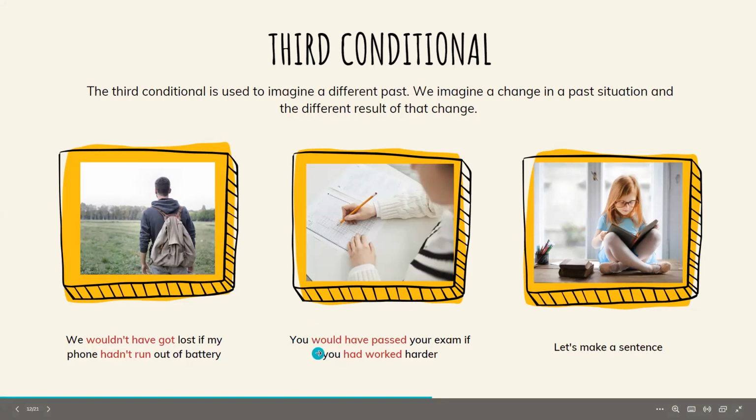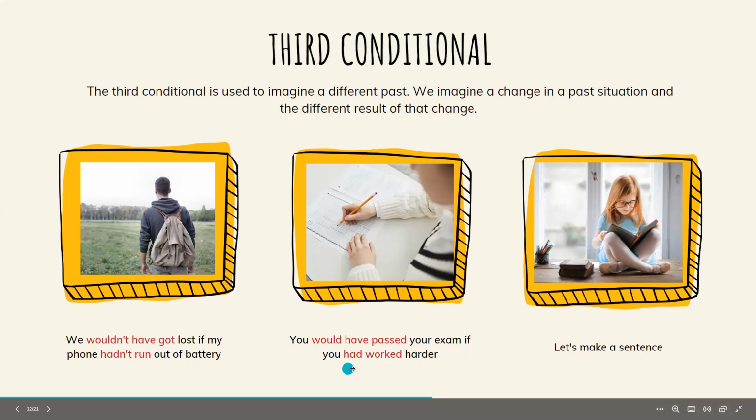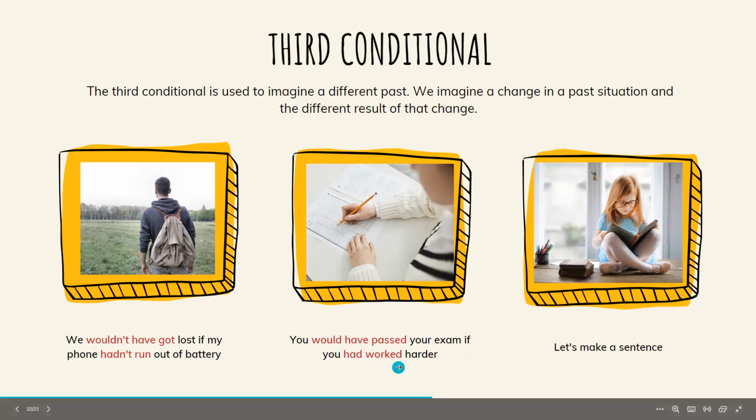Okay, next sentence. You would have passed your exam if you had worked harder. You see, instead of "you would have," we can say "you'd have." You would have passed your exam if you had worked harder. So, guys, try to guess the meaning behind this sentence. Just stop the video. Think about it.